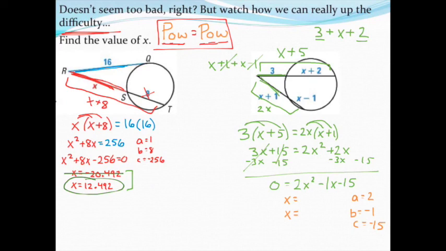So using my program then, I get two answers. I get negative 2.5 and I get 3 as two answers. Remember, since x stood for a length of a side, any negative answer is not going to make sense. So I have to make sure I reject any negative answer. It's not going to work. The only answer this problem has is 3.